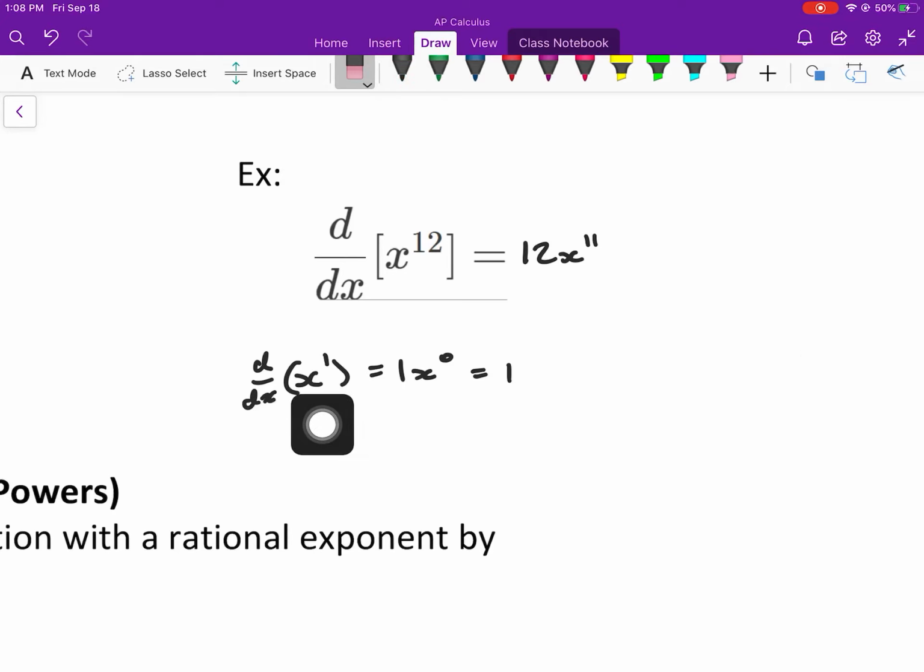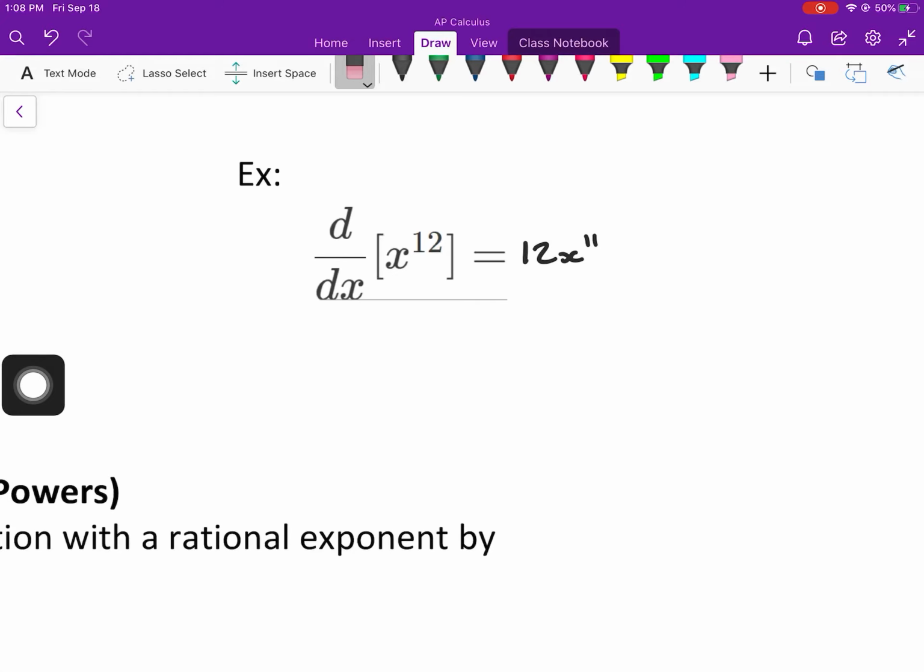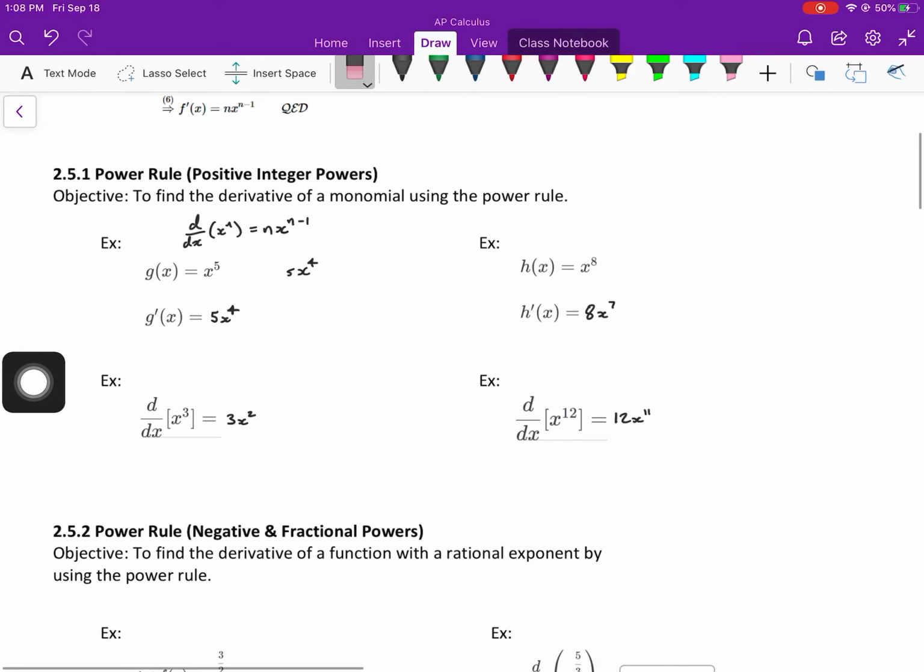For this assignment, I don't know if you're going to run into the x to the 1. We're going to learn these rules later. But for the most part, just get used to that whole idea: bring the exponent down, take away 1.